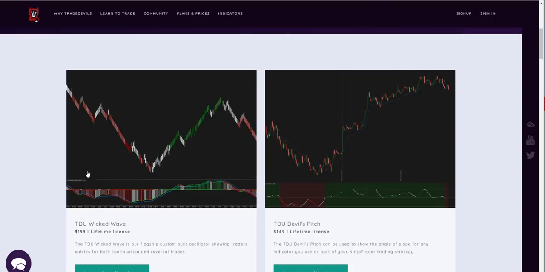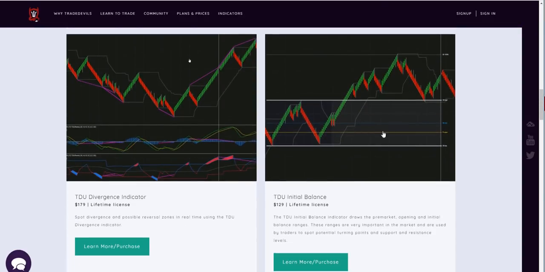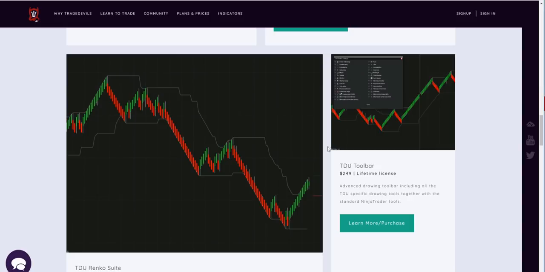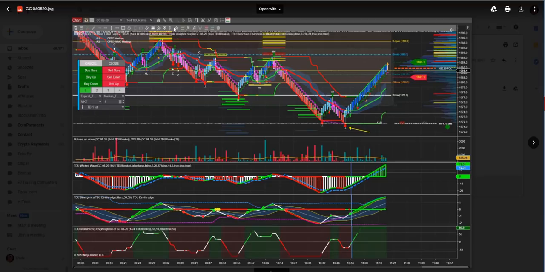So if you're like, well, what the hell are those? Well, here's the wicked wave, the devil's pitch. And then further down here, well, here's initial balance. Here's the divergence indicator that I just showed you in gold. Here's our toolbar, this is quick access to all of our custom tools, as well as some of the internal tools that are part of Ninja, but our custom tools are all built in there, so you've got quick access to draw fibs.